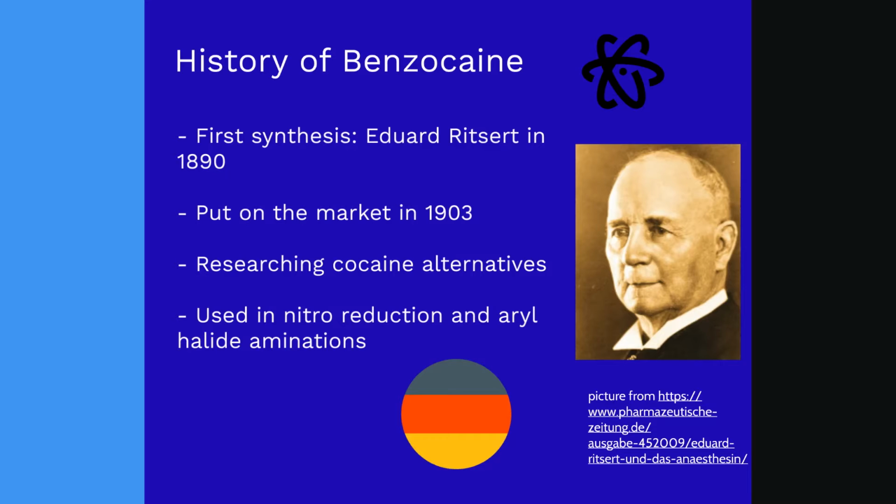A bunch of researchers at this time were looking for an anesthetic similar to cocaine with the good effects but not the negative side effects. Benzocaine didn't quite live up to that, but it's still useful as a topical anesthetic. Benzocaine is also useful in studies of nitro group reduction and aryl halide amination and has been studied extensively.